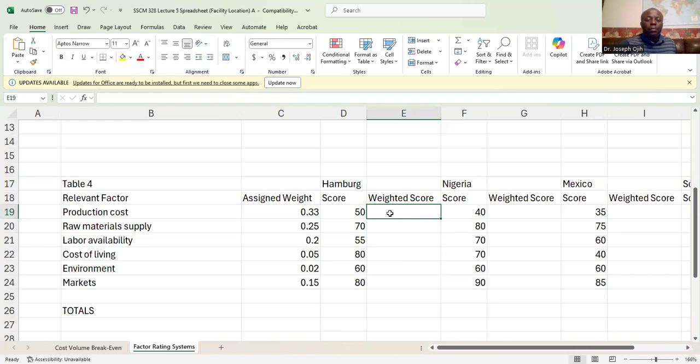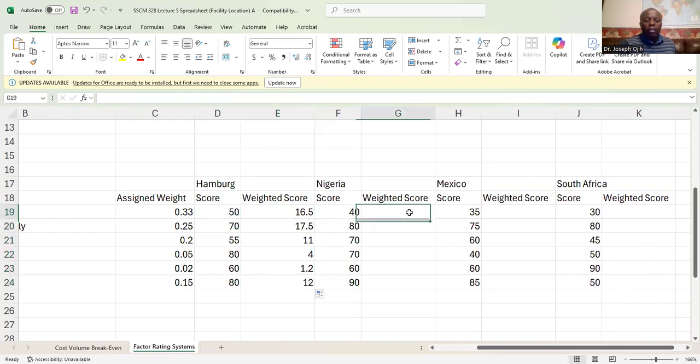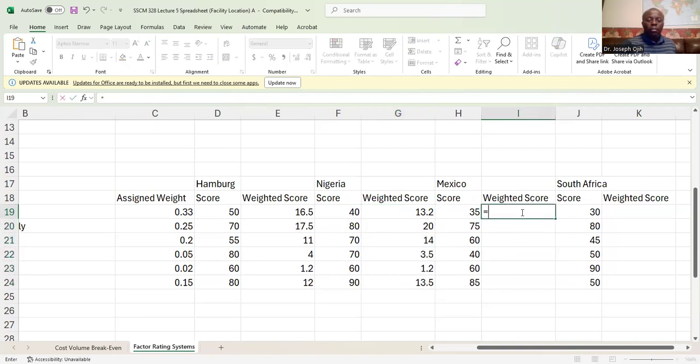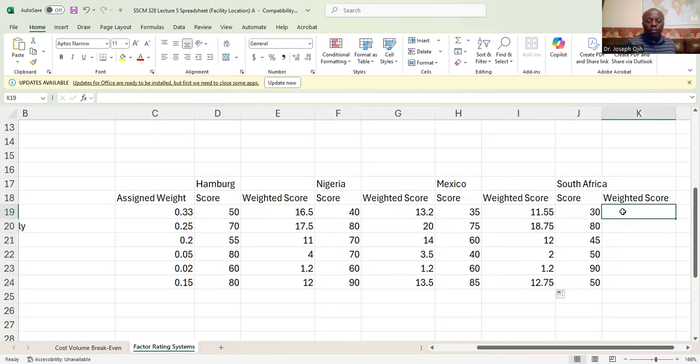Now for Hamburg, equals score times the assigned weight. Press the enter key and then copy it down to calculate the rest of them. Then we go to Nigeria, equals score times the assigned weight, and then we can copy this down. Now for Mexico, equals score times the assigned weight. And for South Africa, equals score times the assigned weight.